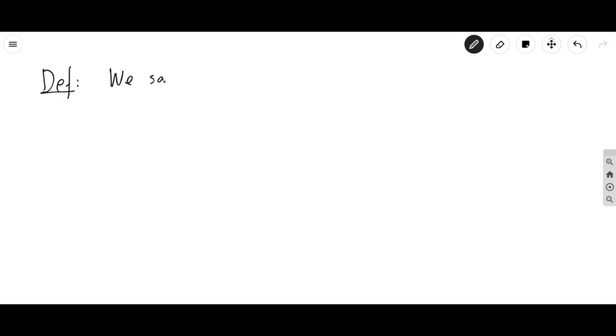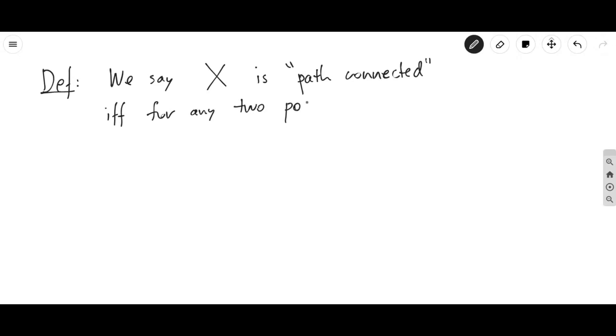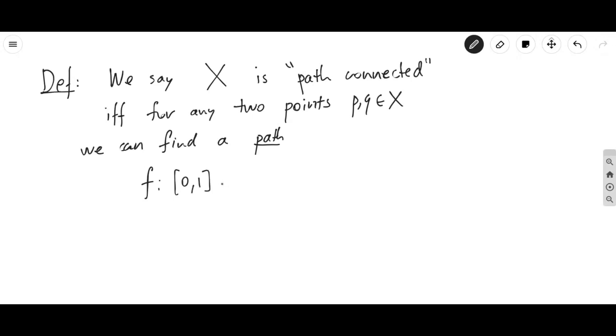We say that a space X is path connected if and only if for any 2 points, P and Q in X, we can find a path. And you have to recall what a path is. A path is a function from the unit interval into X. So this is a path in X.